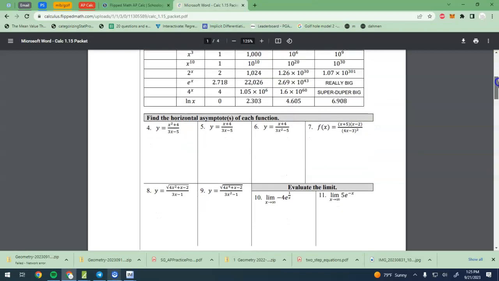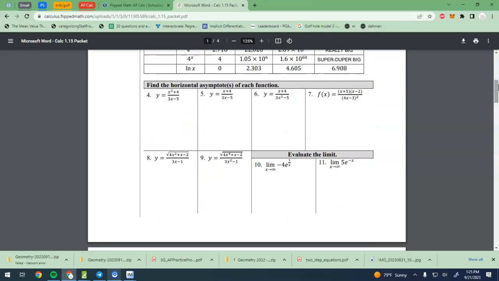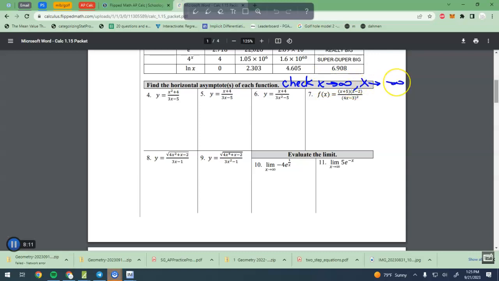That's good. Alright, so let's look at number 4. Find the horizontal asymptotes of each function. So when I'm asked to find a horizontal asymptote, I need to check x approaches infinity and x approaches negative infinity. Because there's two possibilities. There might be an asymptote way out in left-hand negative land. There might be an asymptote way over there in right-hand positive land.